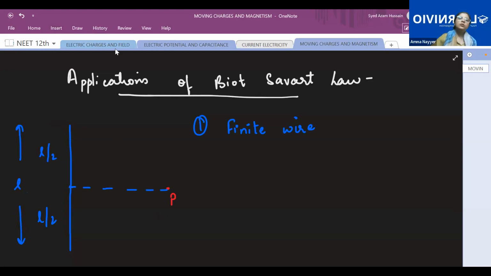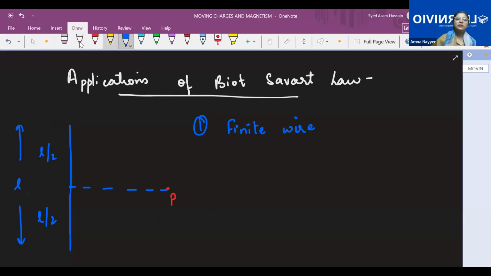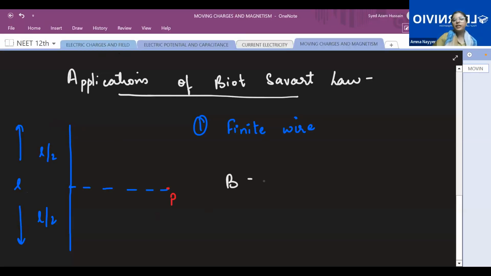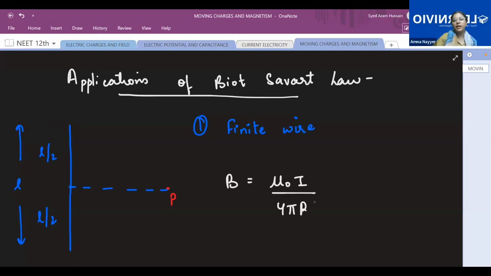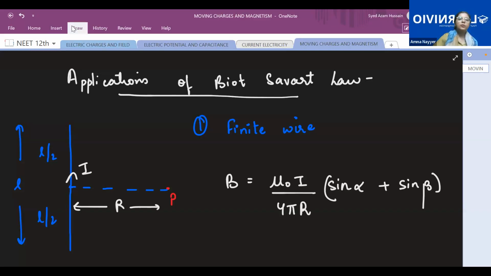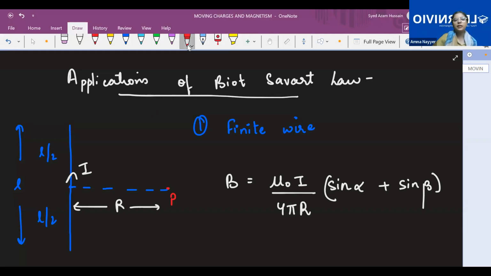Okay. Now, the actual formula for this: the magnetic field is given by mu naught I by 4 pi r, where r is your position vector and I is the current flowing across the wire. So mu naught I by 4 pi r, sine alpha plus sine beta. This is the formula, sine alpha plus sine beta. So what is the sine alpha and what is the sine beta?